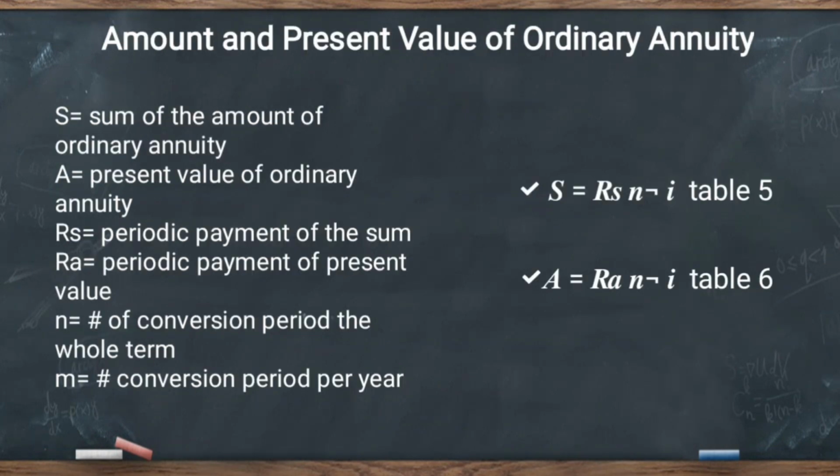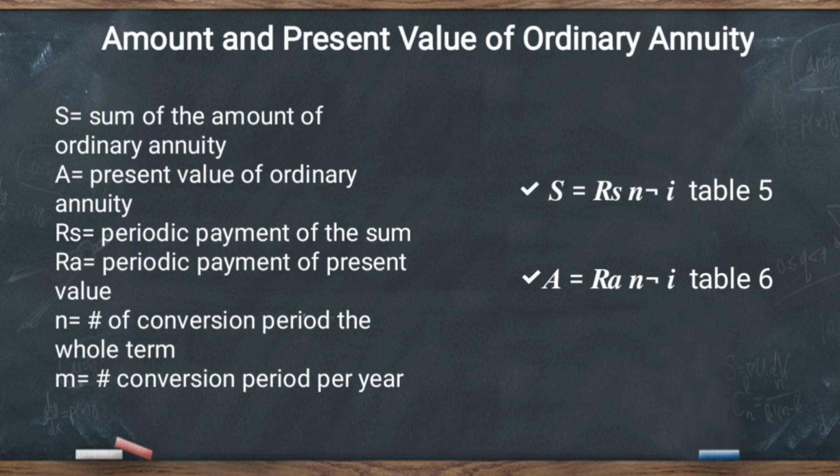In amount and present value of ordinary annuity, we are going to compute for the sum of the amount of ordinary annuity and the present value of ordinary annuity. In computing the sum of amount of ordinary annuity, we are going to use the formula S is equals to R S angle n and i. And for computing the present value of ordinary annuity, we are going to use the formula A is equals to R a angle n and i.